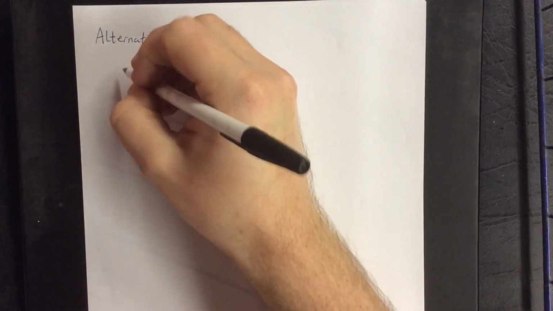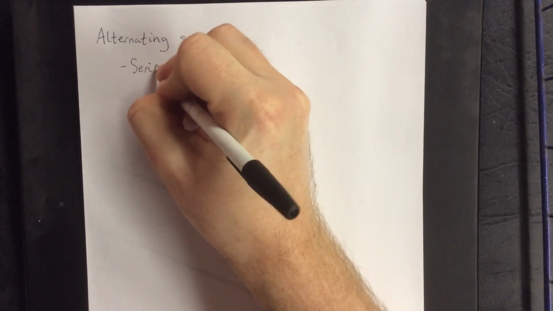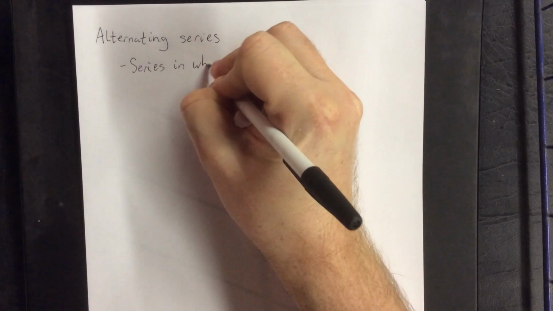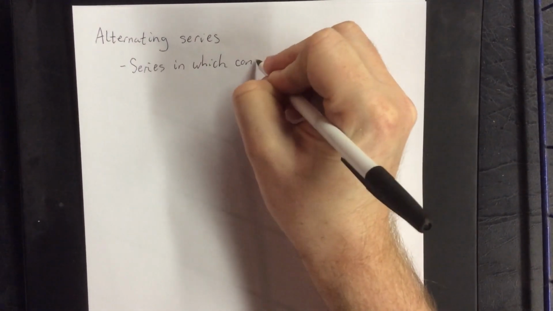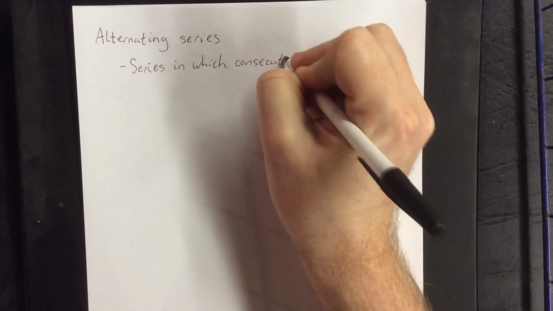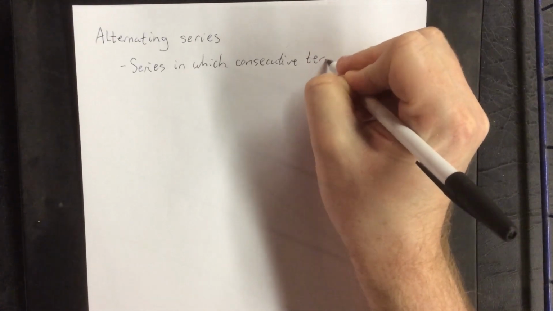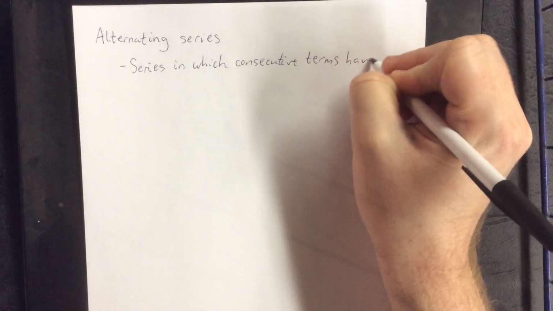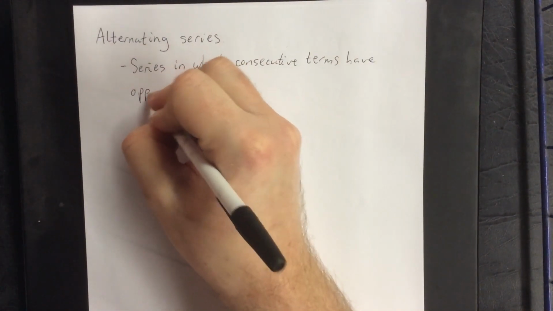In this video, we're going to introduce the concept of an alternating series. An alternating series is any series in which consecutive terms have opposite signs.